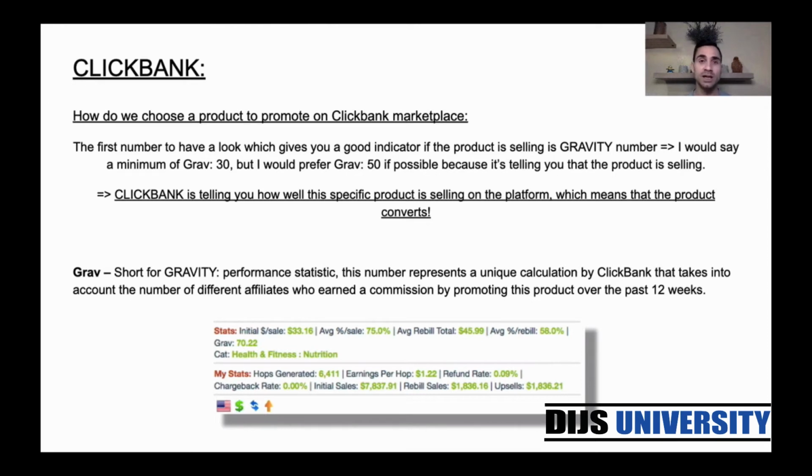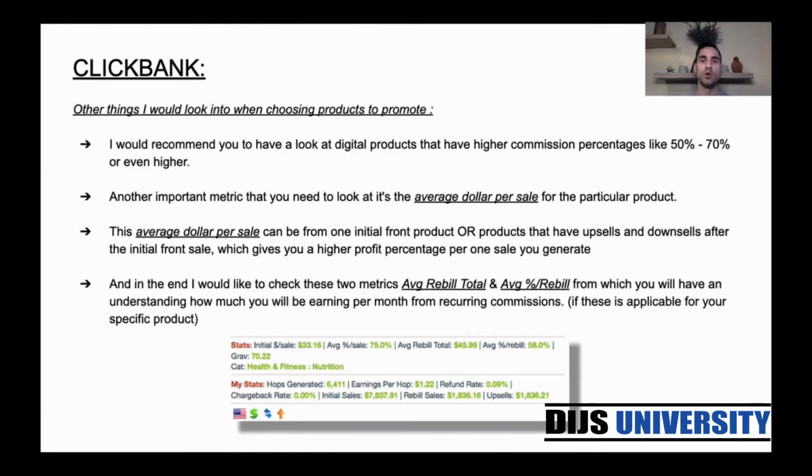Let's go to the last slide, where I want to point out three more pieces of information about product statistics, other things I would look into when choosing products to promote. The first one, as we said, is gravity, which tells you how much it is selling. I would recommend looking at digital products that have higher commission percentages, like 50 to 70% or even higher. The higher the commission, the more you're going to earn.